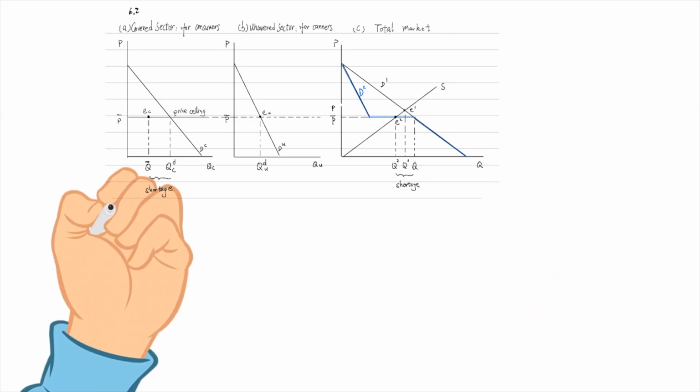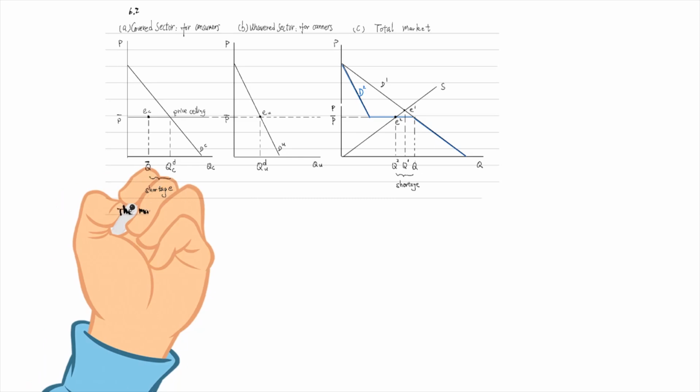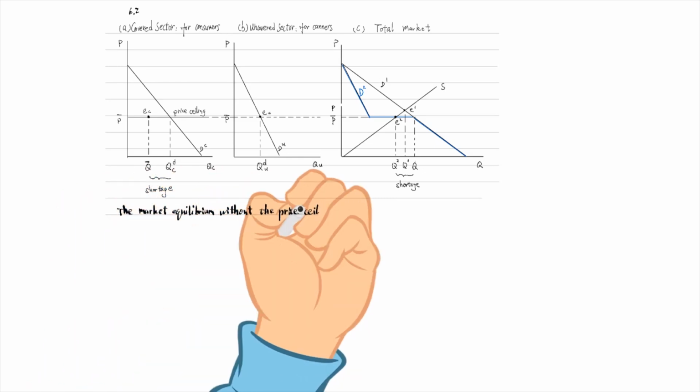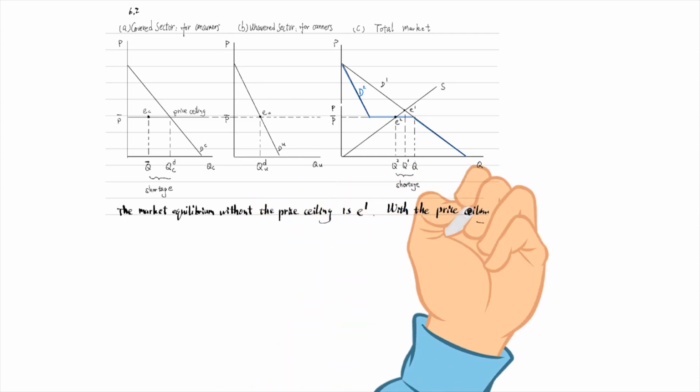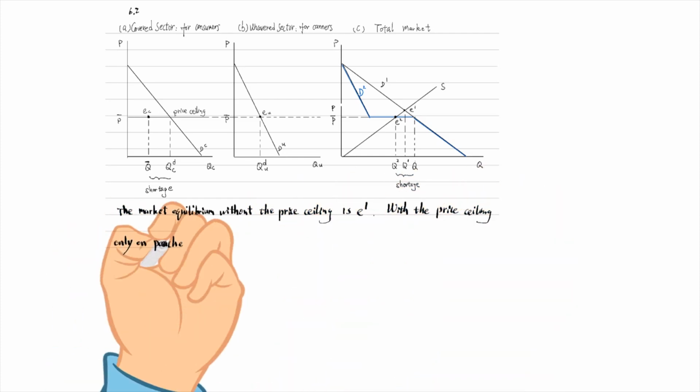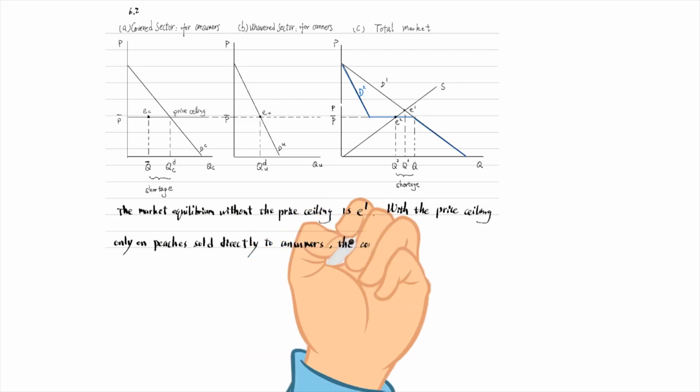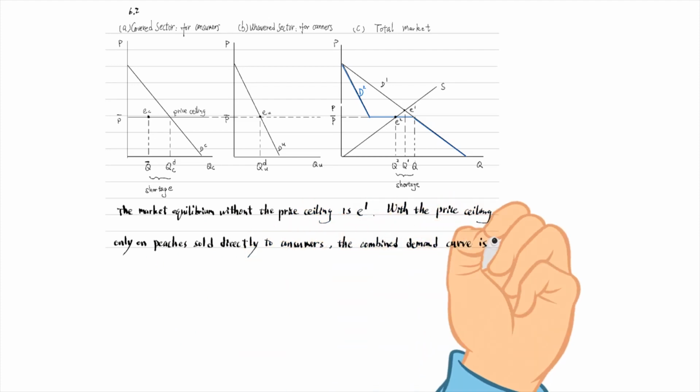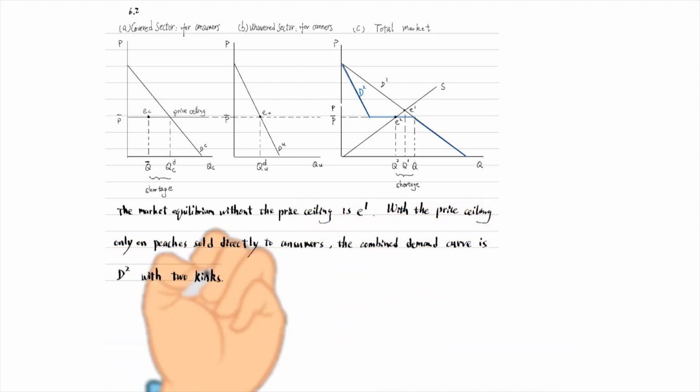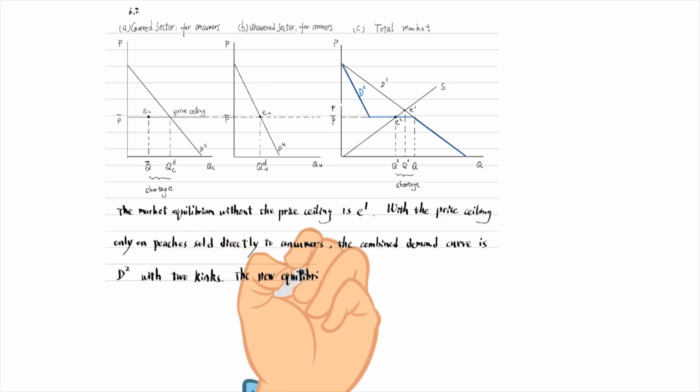The market for consumers is the covered sector. The market for canners is the uncovered sector. The market equilibrium without the price ceiling is E1. With the price ceiling only on peaches sold directly to consumers, the combined demand curve is D2 with two kinks. The new equilibrium is E2.